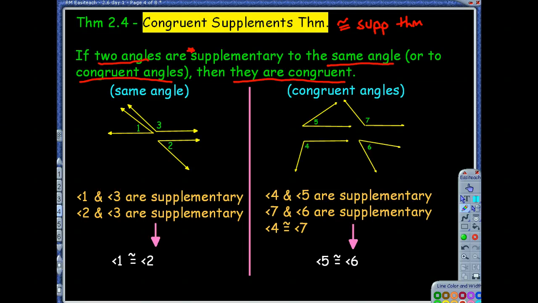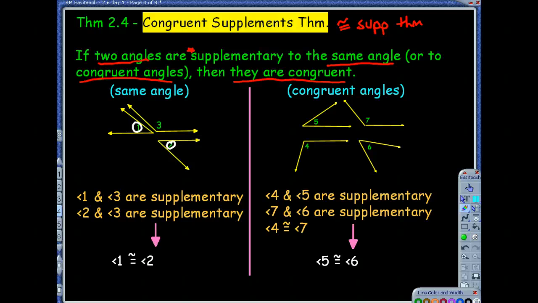Now, I want you to think about this with me and see if this kind of makes sense of this theorem. We're saying here that I've got two angles, so angle 1 and angle 2. So I've got my angle 1 and angle 2 here, that they are going to be supplementary to the same angle in this first example.